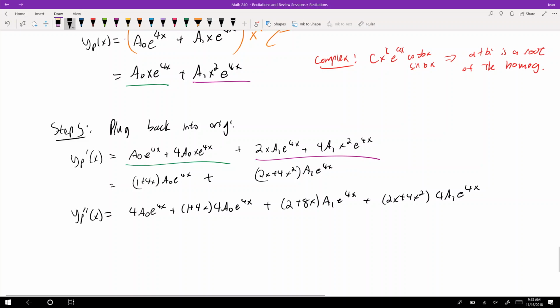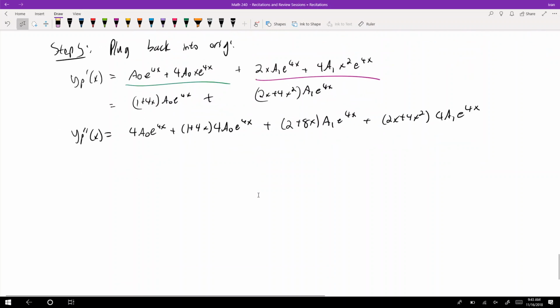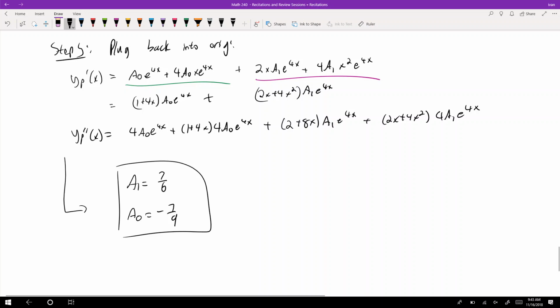Okay, for the sake of time, I'm not going to plug this back into the equation, but you understand the next step is you have to plug it back into the equation with all these derivatives. So what you'll get is that a1 is equal to 7/6, and a naught is equal to negative 7/9. So this is what you should get, after some algebra.